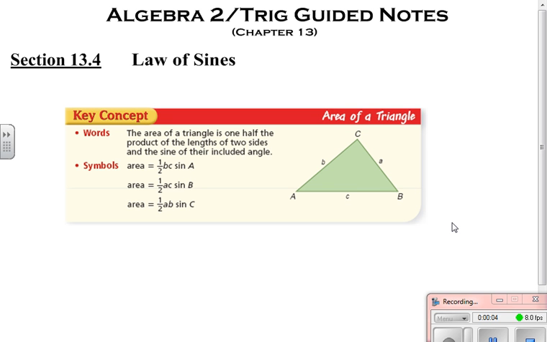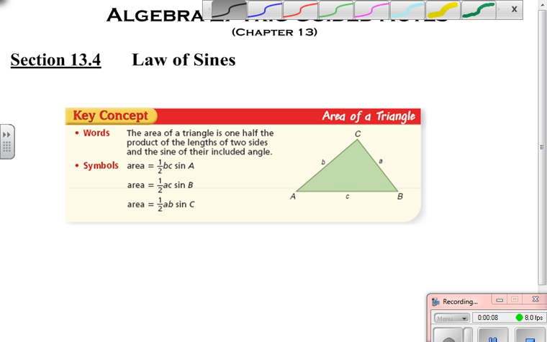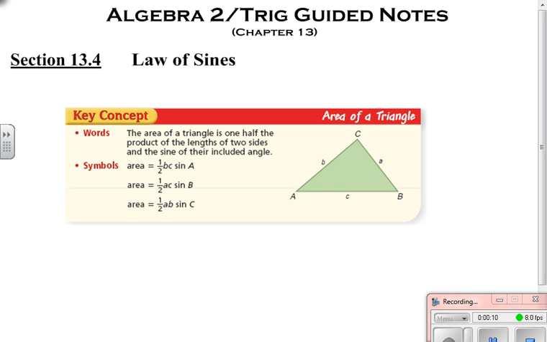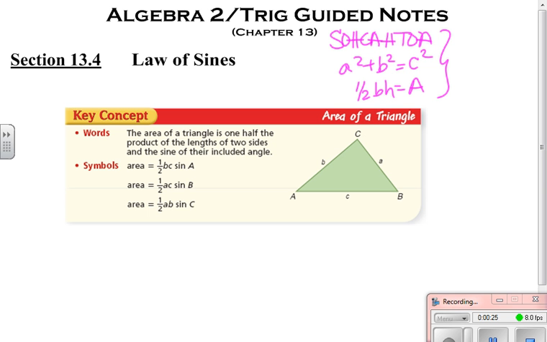13.4 is going to cover a review topic for us from geometry called the law of sines. Now remember when we have SOHCAHTOA, and we have a squared plus b squared equals c squared, and we have 1/2 base times height equaling area. All of these are dealing with right triangles.